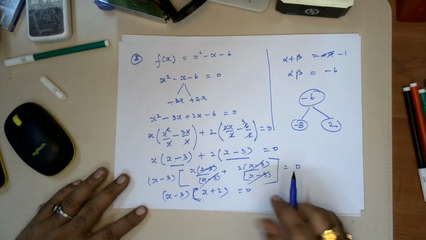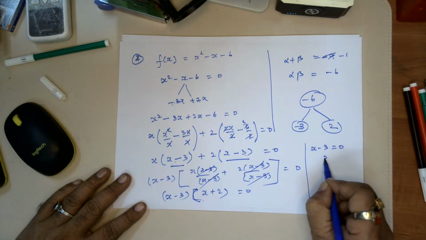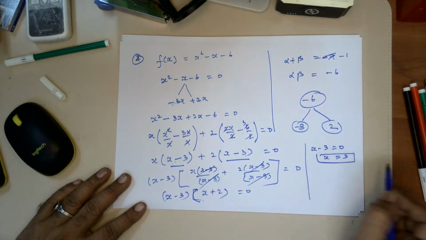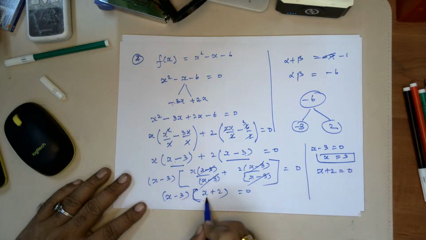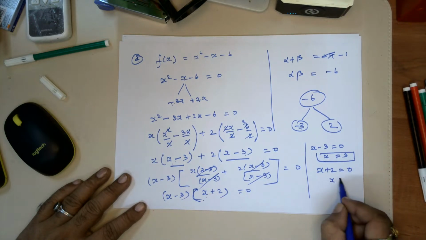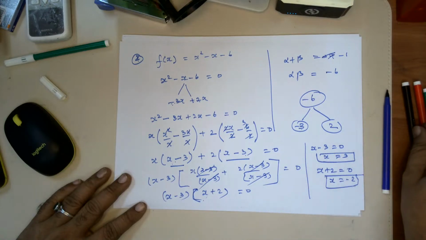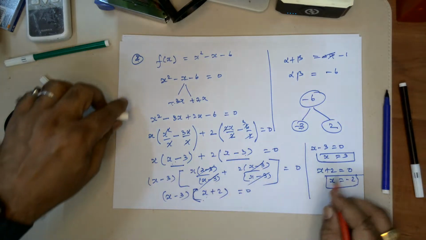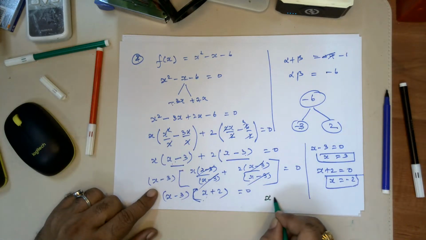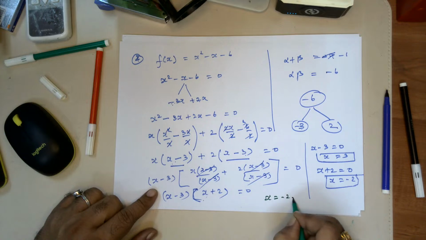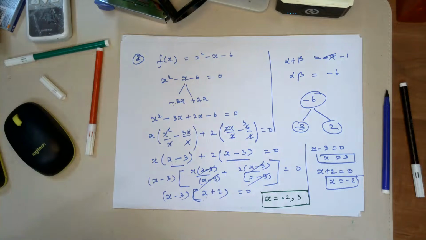Therefore, the factors are either x minus 3 is equal to 0. Therefore, x is equal to 3. Right? And x plus 2 may be 0. That is, one of the terms can be 0. Therefore, x is equal to minus 2. So, you can declare the answer as x is equal to minus 2 and plus 3. So, this is the answer.